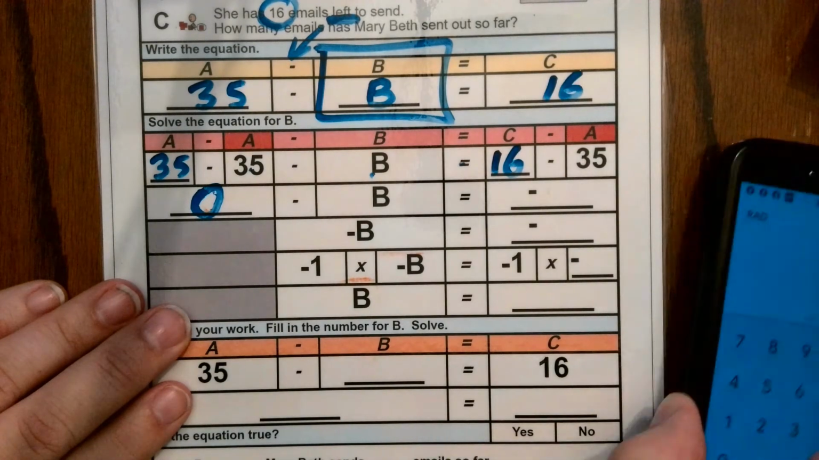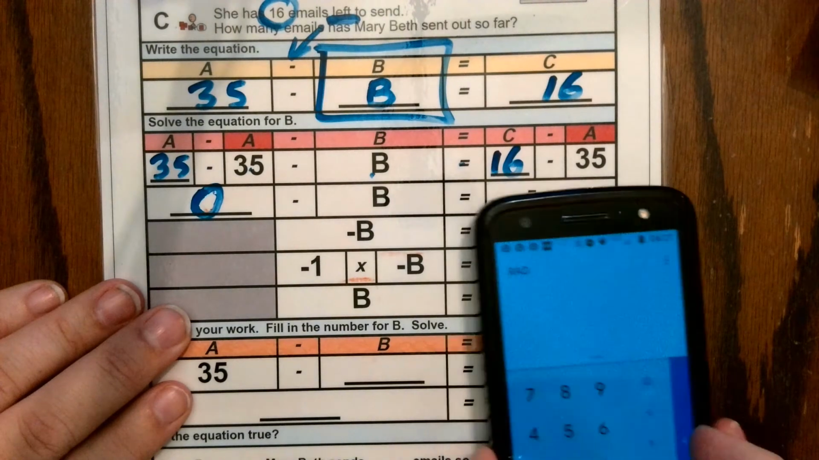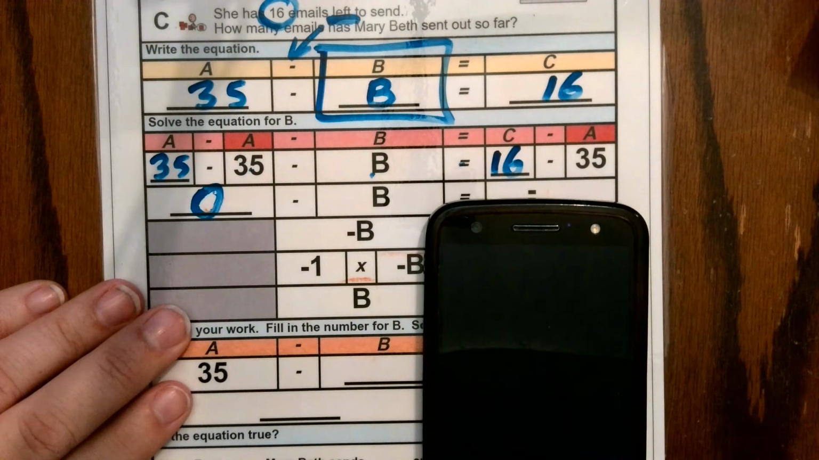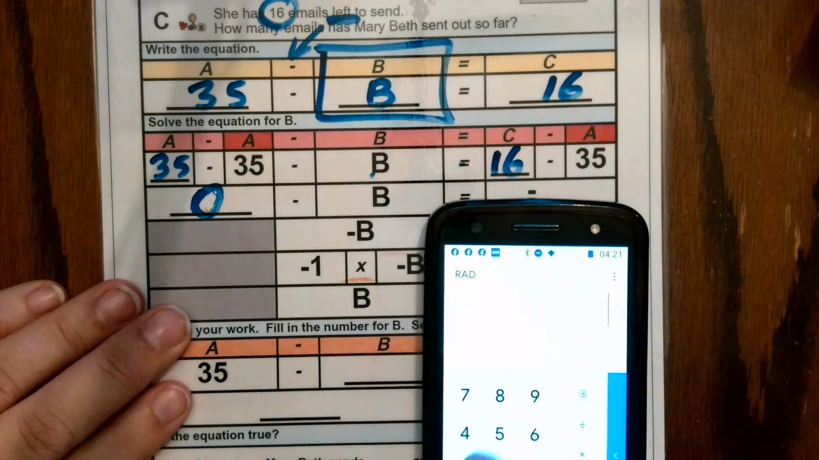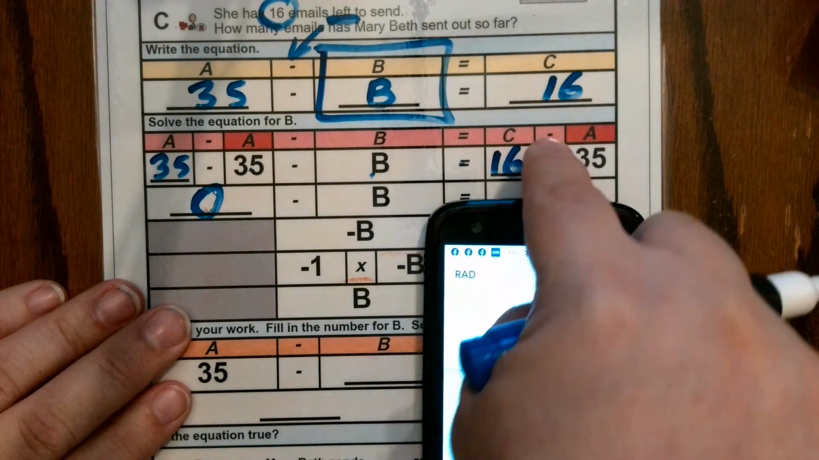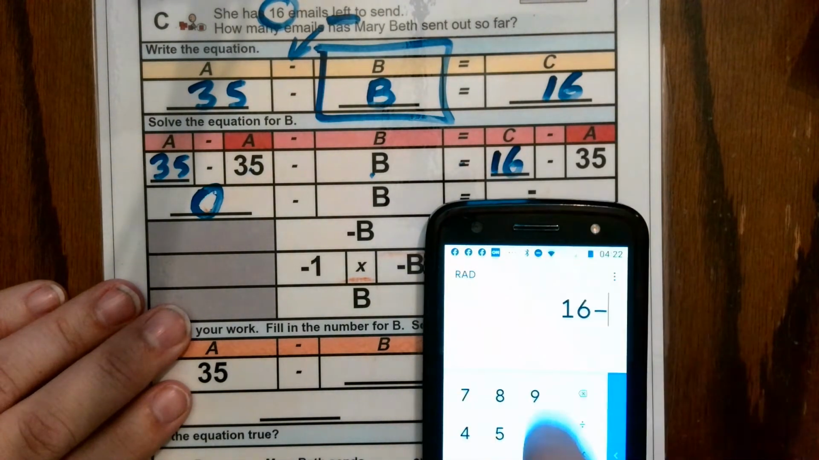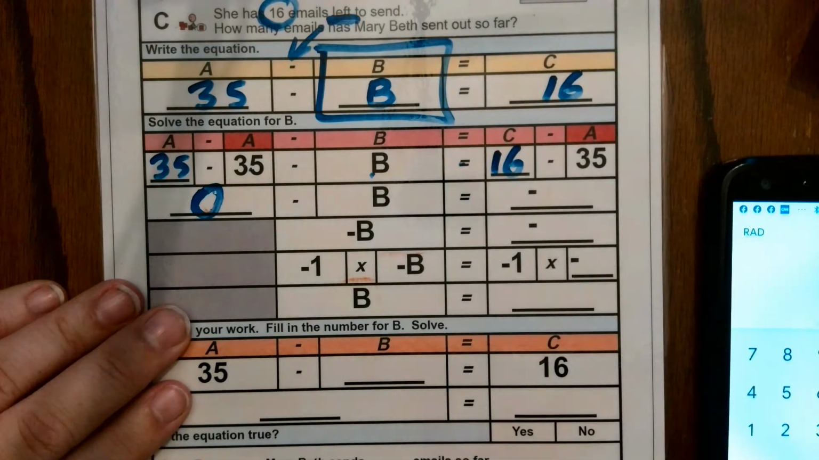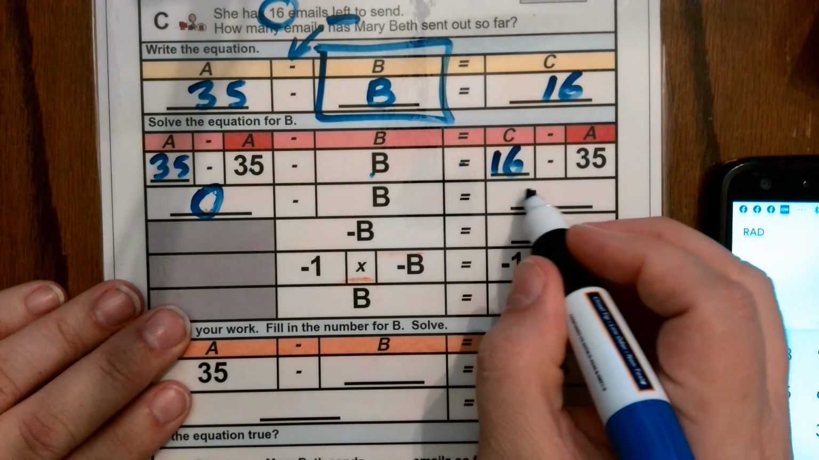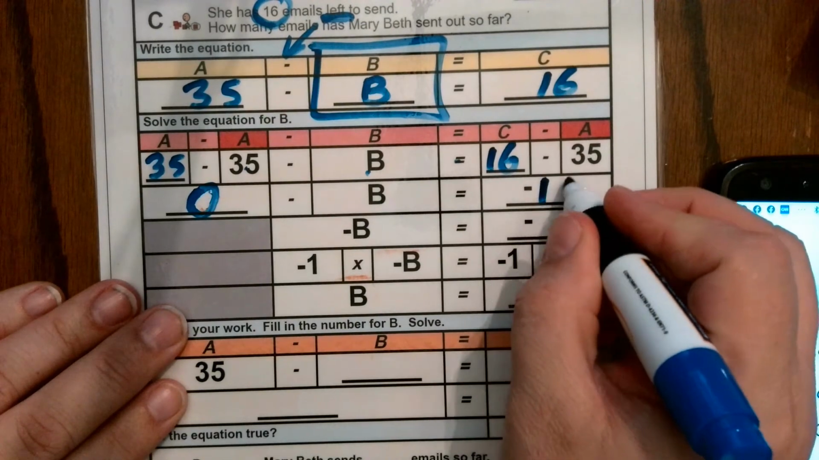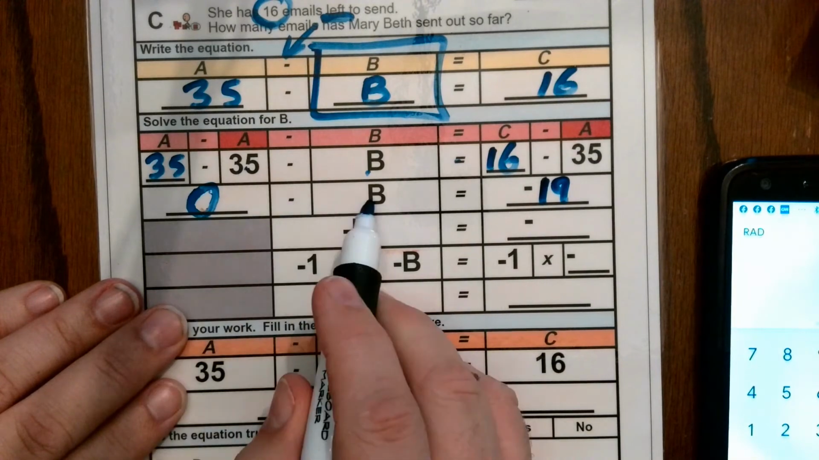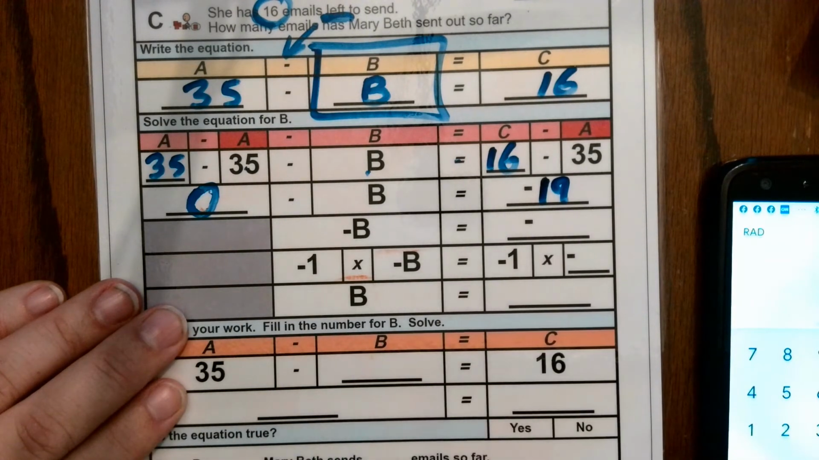And here we have 16 minus 35 on the other side, and we need to use our calculator to figure that out. So I'm going to put in 1, 6 minus 3, 5, there's my equal sign, equals. I get minus 19. They've already got the minus sign there for me, so I just have to put the 19 part, minus 19. So 0 take away B equals minus 19.